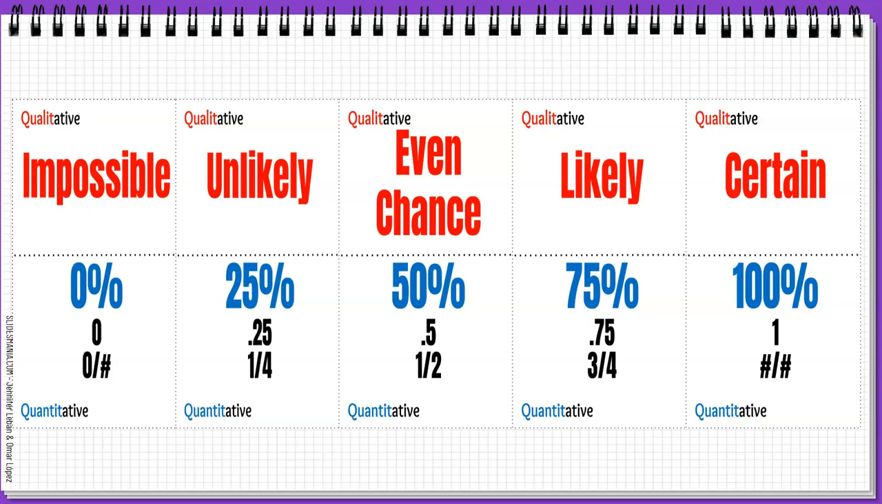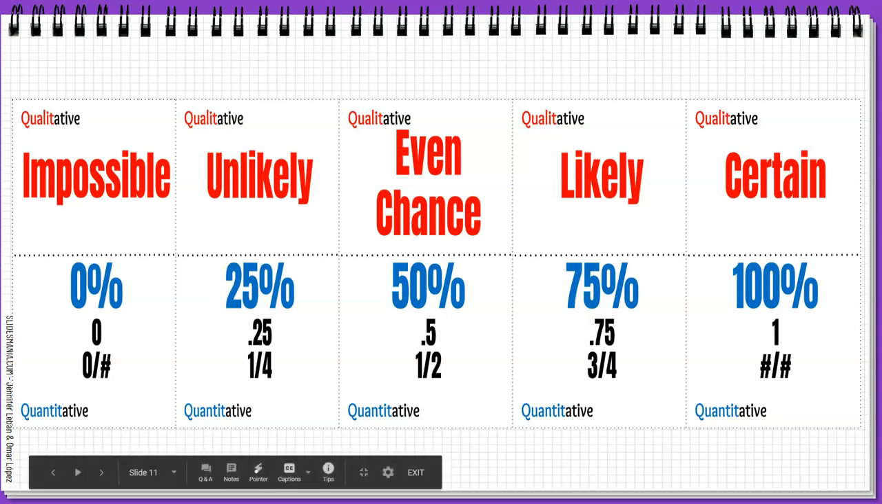Then we can go to the far other extreme. We are 100% or we are certain it is going to happen. Then somewhere in the middle, you have it's an even chance, like a 50-50. You have unlikely, which is a 25%, and likely, which is around 75%. So on the top, we have our qualitative, which have to do with a quality, and our bottom is our quantitative, which have to do with a quantity, a number.